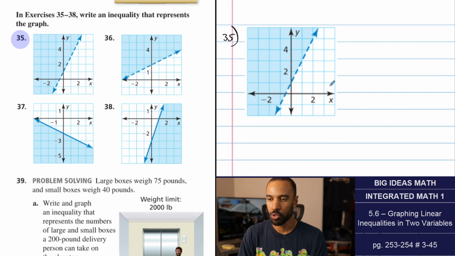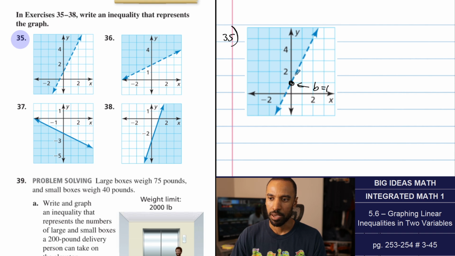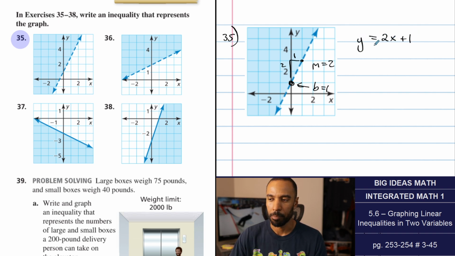So here's the initial graph. I have a y-intercept, a b value of 1. My slope is, pick another point, it's my rise and run. Rise 2, run 1, my slope is 2. So my equation would initially look like y equals 2x plus 1, but not so fast.